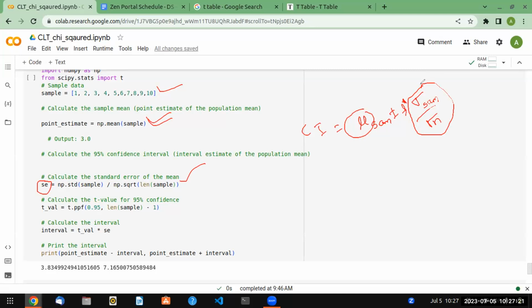How are we calculating the standard deviation of the sample? With the np.std function. Then the square root of the length of the sample, the np.sqrt function. Inside that I am passing what? The length of the sample. Making sense?